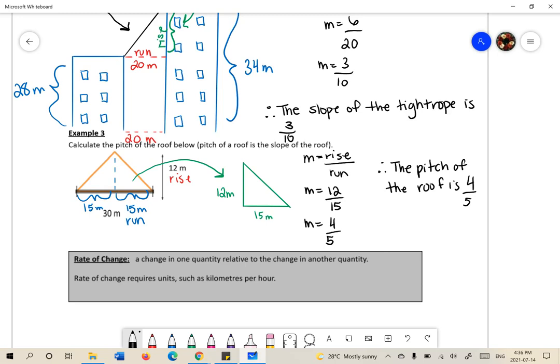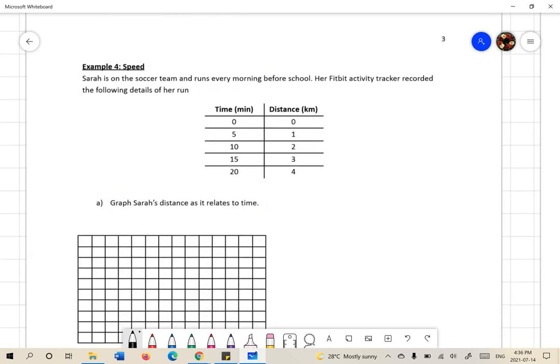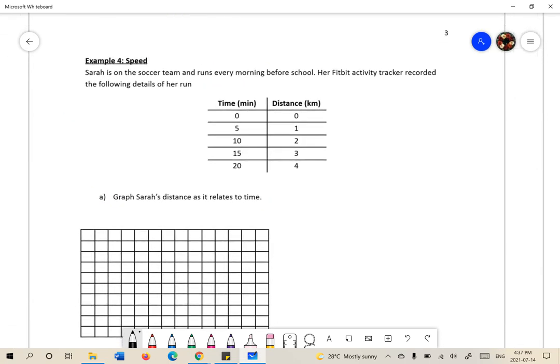So now let's get into rate of change. The rate of change is a change in one quantity relative to the change in another. Just like when we were finding a unit rate, we're taking two quantities that have different units and dividing them by each other, and that's a unit rate. Here's an example.